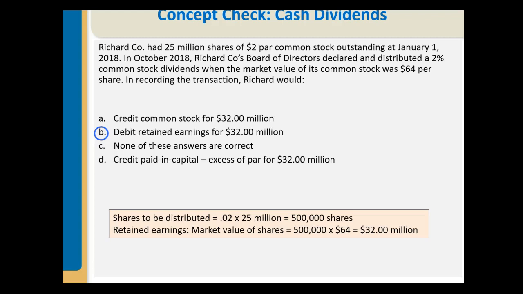The 0.02 times 25 million would be 500,000 shares. Those 500,000 shares at $64 per share would be $32 million. That would be debited from retained earnings.